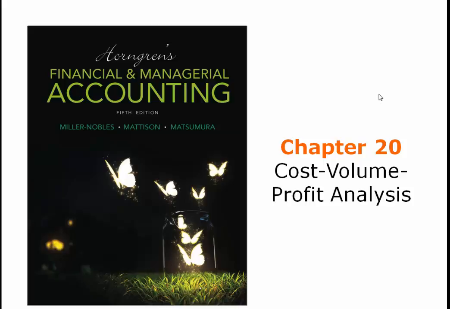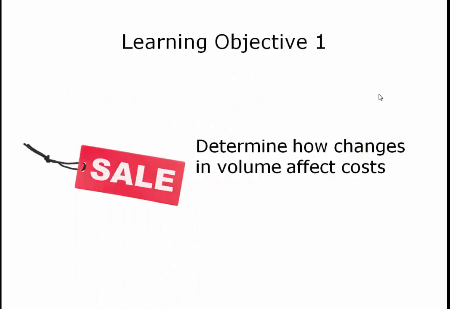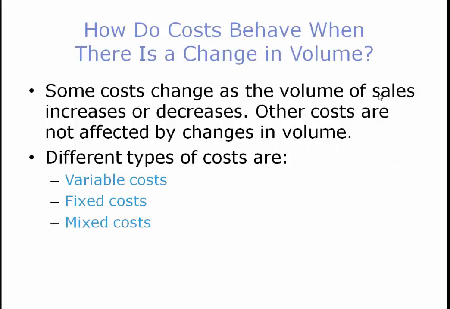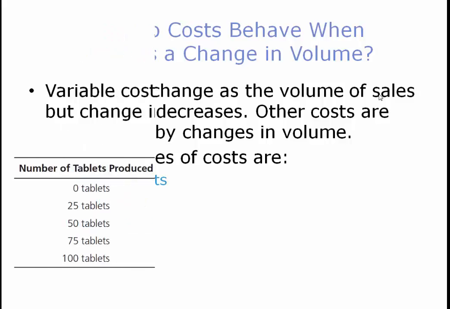So the first learning objective is to determine how changes in volume affect cost. Well, what we're really talking about here is a couple of different types of costs. The same thing I touched on earlier: fixed cost, variable cost, and mixed cost. So let's take a look at each one of those independently. And here they are: variable cost, fixed cost, and mixed costs. Obviously, variable costs vary with the number of units. Fixed cost remains constant, and mixed costs are a combination of the two. Let's touch on each one of these just a little bit.